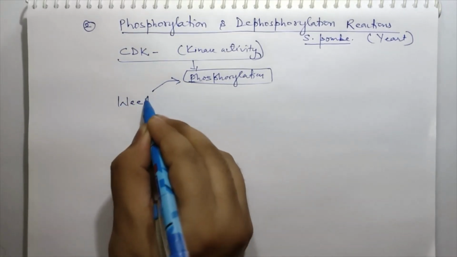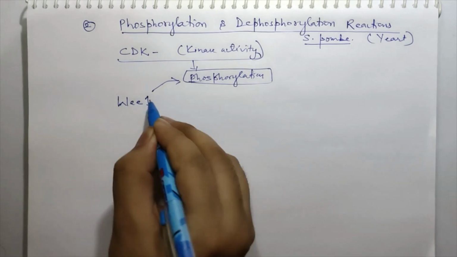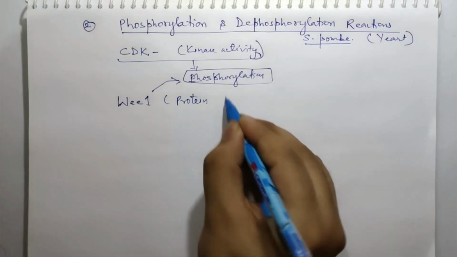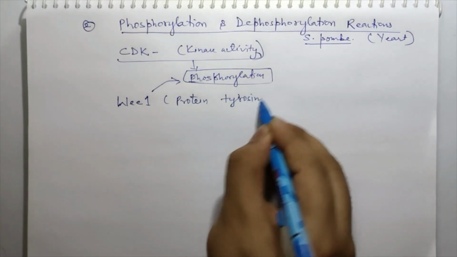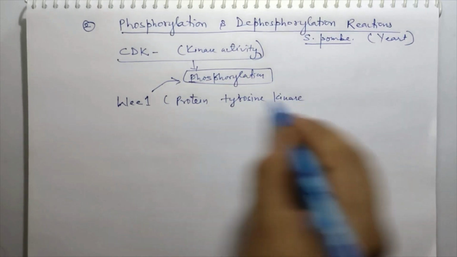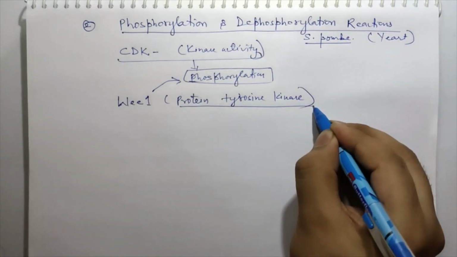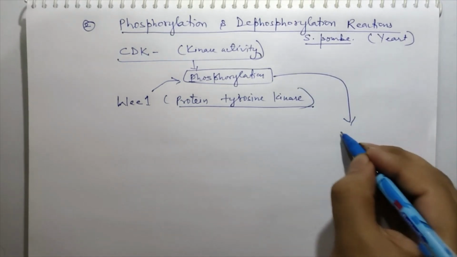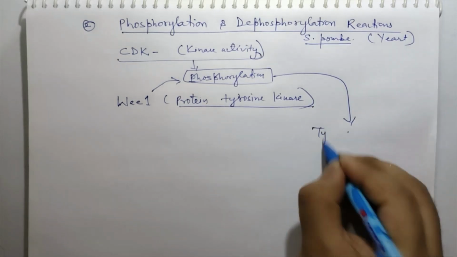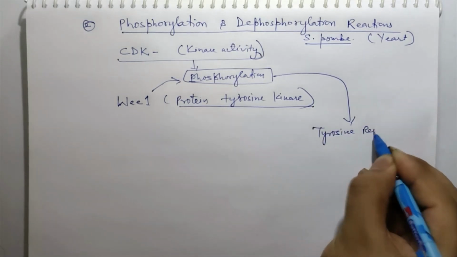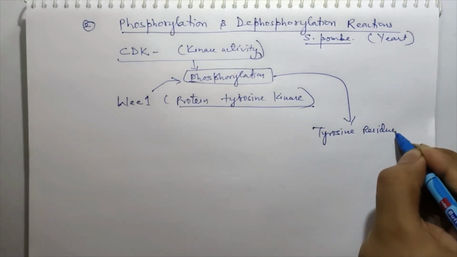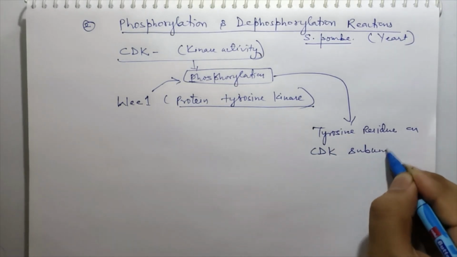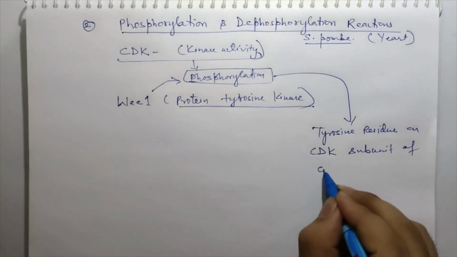factor called WEE1. It is basically a protein tyrosine kinase, and it phosphorylates tyrosine residues on the CDK subunit of the Cyclin-CDK complex.